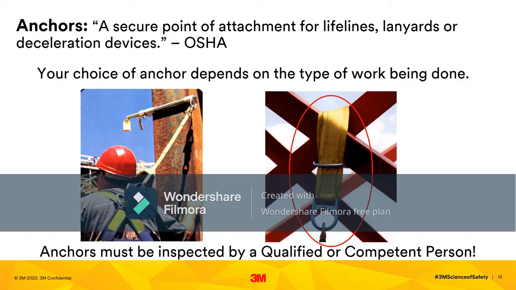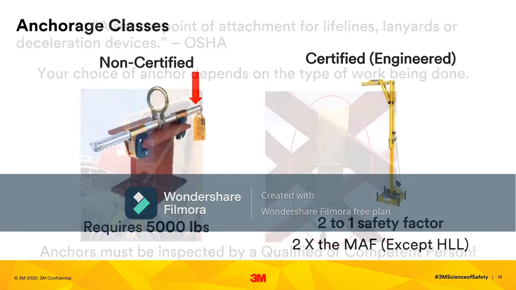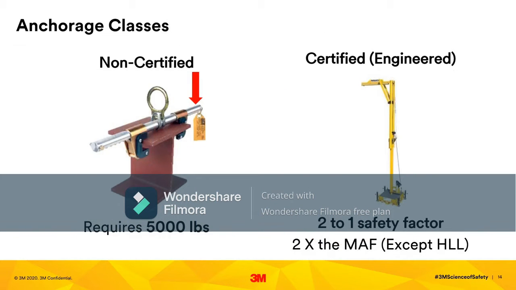Your choice of anchor depends on the type of work being done. They can be fixed or mobile, permanent or portable. There are two types of anchor points, non-certified and certified. Non-certified or improvised anchors are off-the-shelf solutions that are attached to structures using a person's best guess. They must be rated for 5,000 pounds, and you should ask yourself, will it hold the weight of my full-size pickup truck, usually a 3/4 ton? If you're not sure, then don't tie off to it.